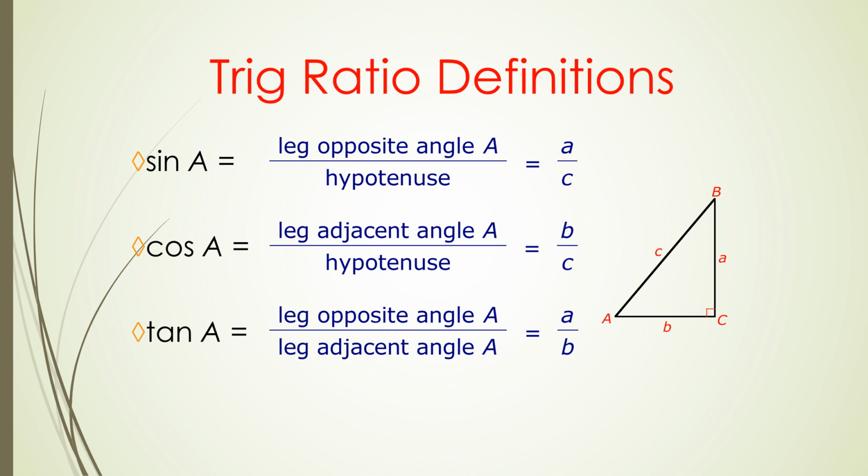What you might find more helpful, and you may have heard this before from somebody, is SOHCAHTOA. Anybody ever heard that before? Okay, you will hear it a lot. Sine is opposite over hypotenuse. Cosine is adjacent over hypotenuse. Tangent is opposite over adjacent. SOHCAHTOA.